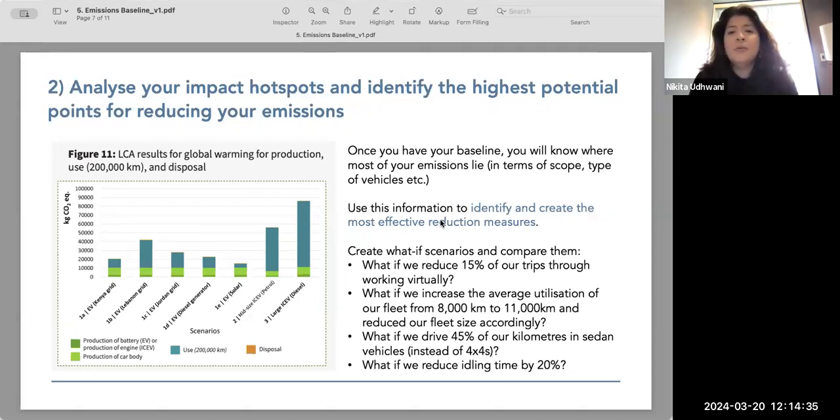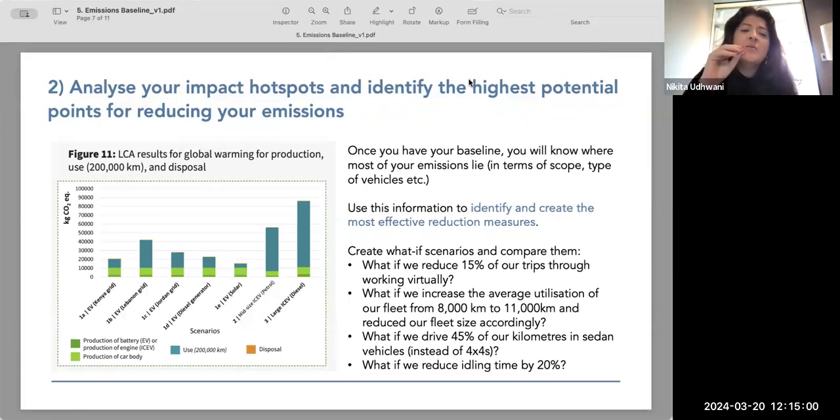But let's say once you have your baseline, right? You will now have an idea of where most of your emissions lie. Now, I'm referring to those of you who decide to use some more data and also get more detailed insight. I've put a visual on the left, you might see a picture over here. It says figure 11. Here, please don't pay too much attention to what the type of vehicle is.